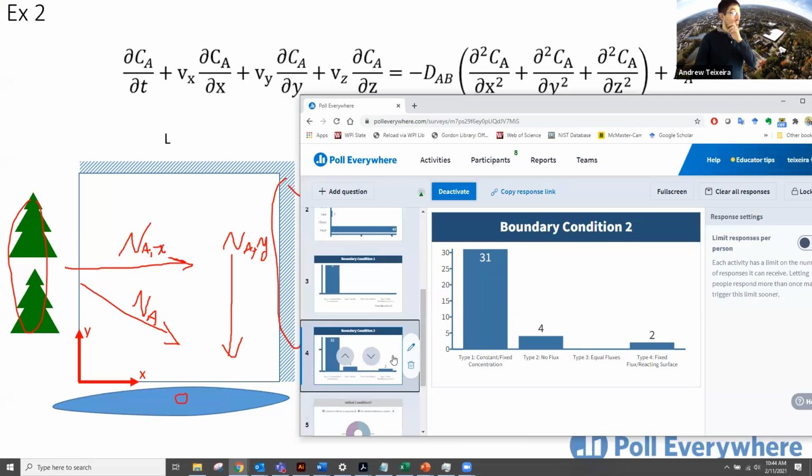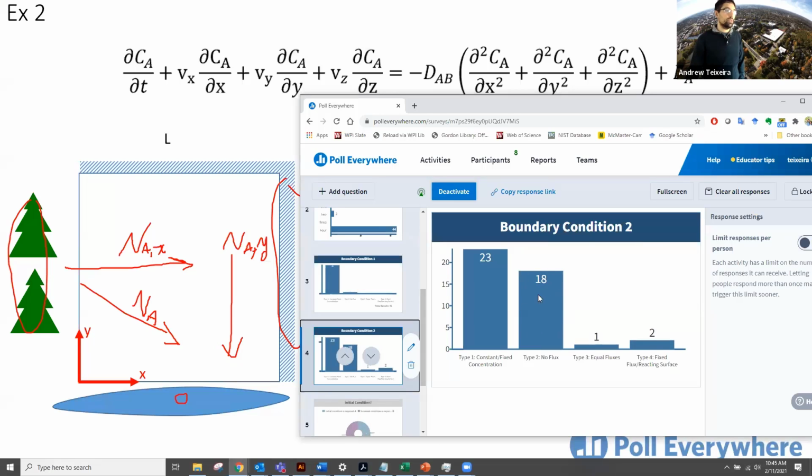And I know I only allow for 2 conditions, but that's okay. So let's see if you can re-answer this knowing that this is at X equal to L. I see things are moving a little bit. I see the first bar coming down and the second bar coming up with one answer on fixed flux. Again, fixed flux means that the rate at which molecules pass through the surface is constant.